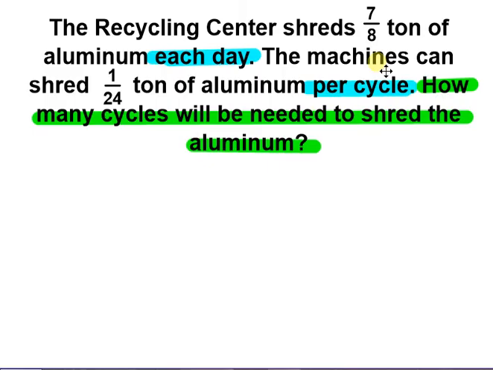So I'm going to read it one more time. The recycling center shreds 7/8 ton of aluminum each day. So over the whole day, they shred 7/8 ton. Now the machines can shred 1/24 ton per cycle. And obviously they run many cycles per day. So how many cycles do they shred in one day? Okay, so it's going to be 7/8 divided by 1 over 24.